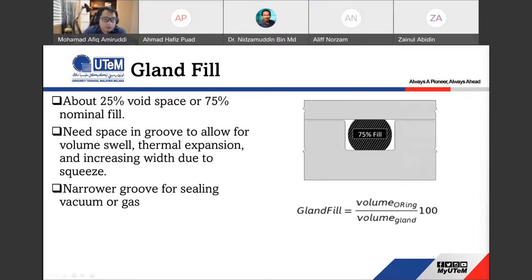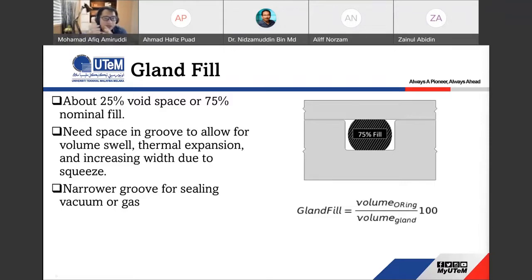So about 25% void space or 75% nominal fill. The calculation uses the formula: volume of O-ring divided by volume of gland, multiplied by 100. So you will get the percentage of the gland fill inside the groove. You need space in the groove to allow for volume swell, thermal expansion, and increasing width due to the squeeze.